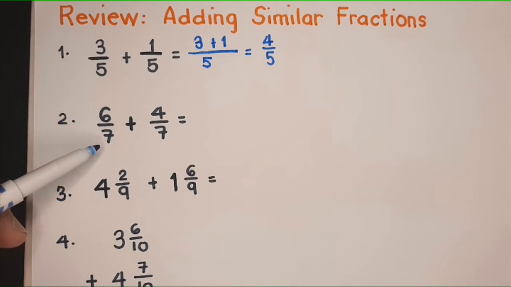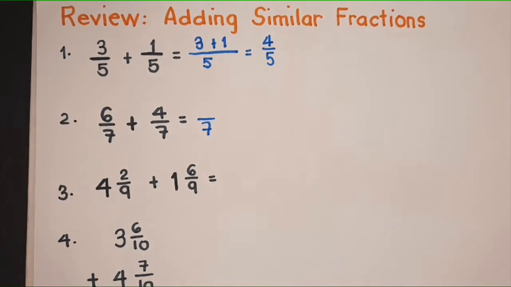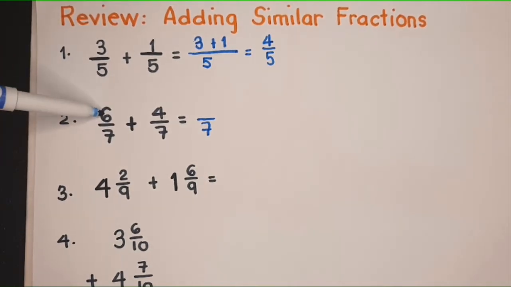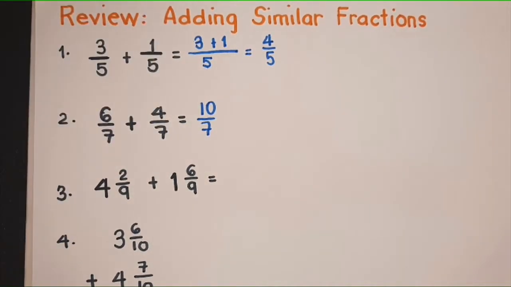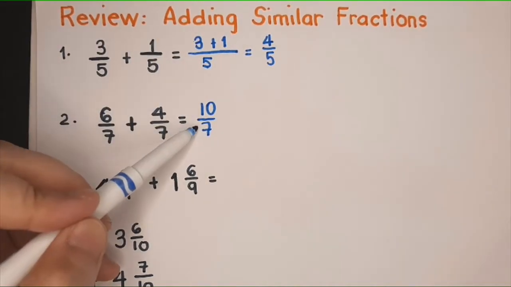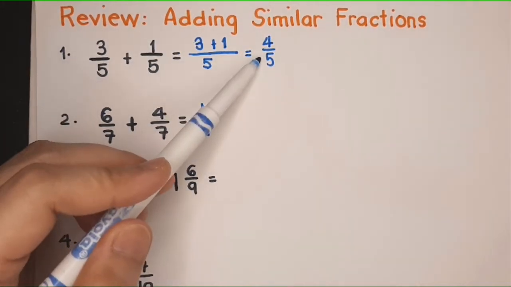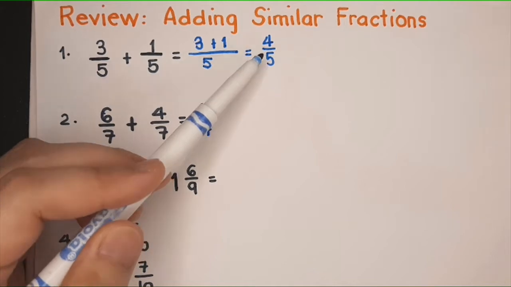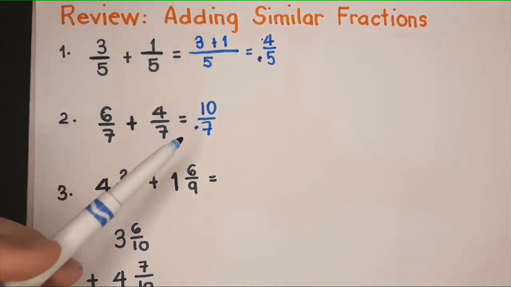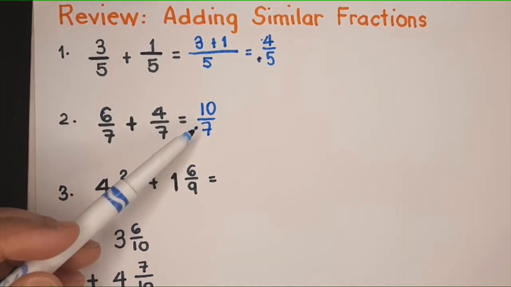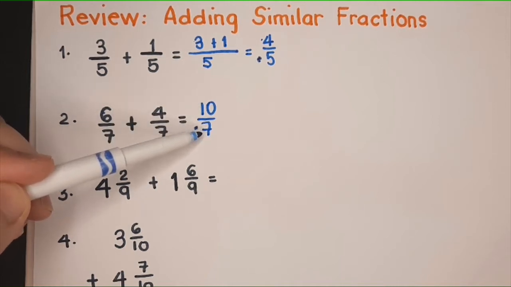Okay, let's do more. What about this? What's the answer? You copy the same denominator and then you add the numerators. So you have 6 plus 4, you will get 10 over 7. Okay, so this is an improper fraction. This one is a proper fraction. Proper because yung numerator mas maliit kesa denominator. Well, this one is improper because yung numerator mas malaki kesa denominator.